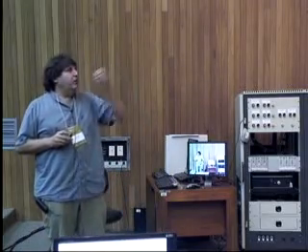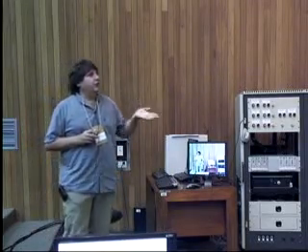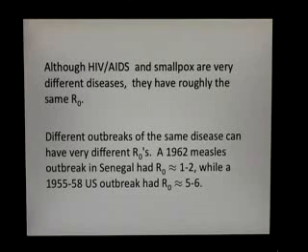Also, different outbreaks of the same disease can have very different R naughts. So there was a 1962 outbreak of measles in Senegal, and it had an R naught of something between 1 and 2. On the other hand, there was an outbreak at roughly the same time, 1955 to 1958 in the US, and that had an R naught of 5 to 6.